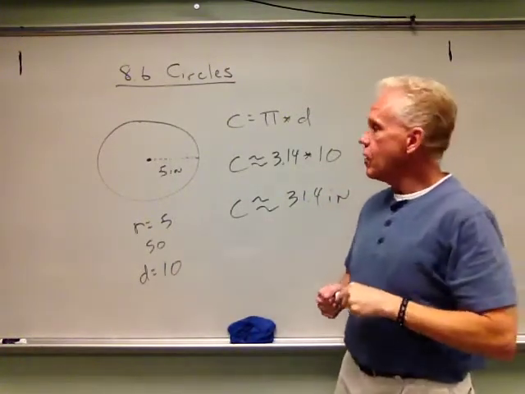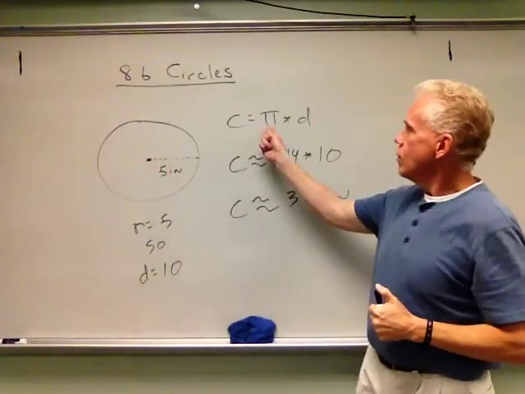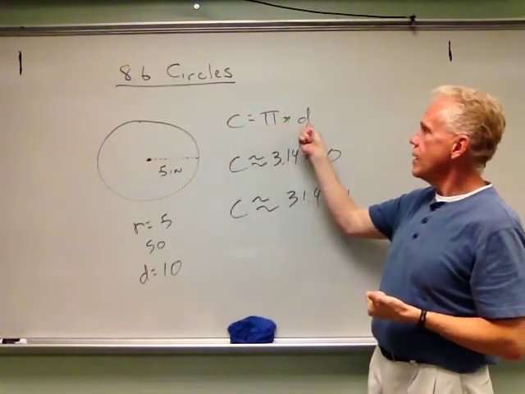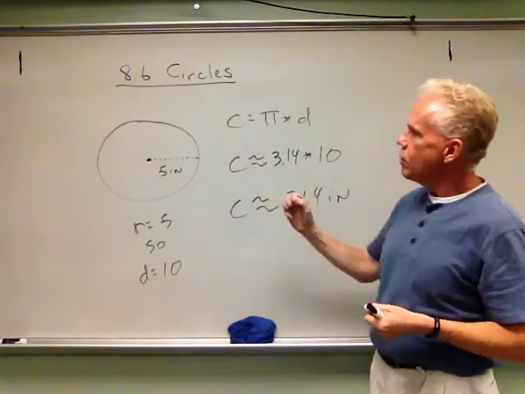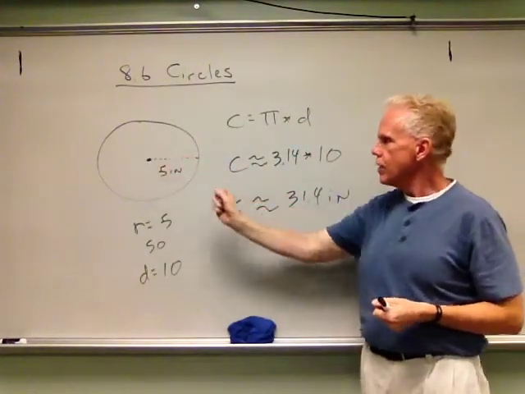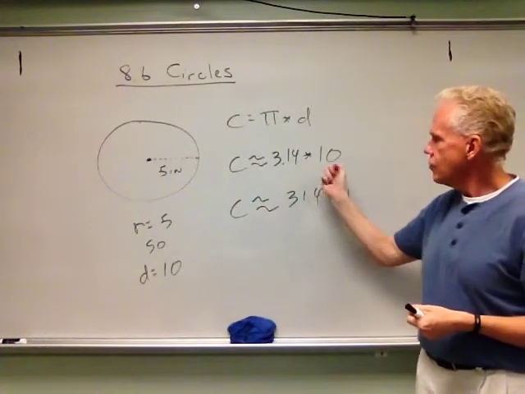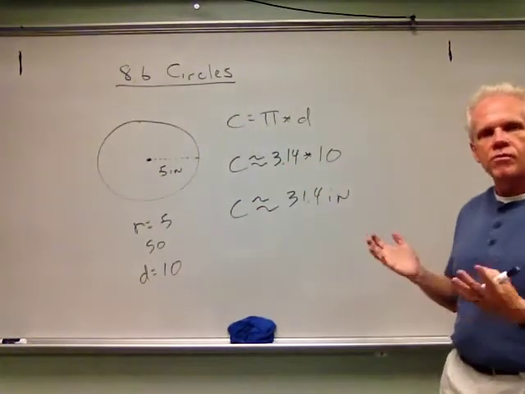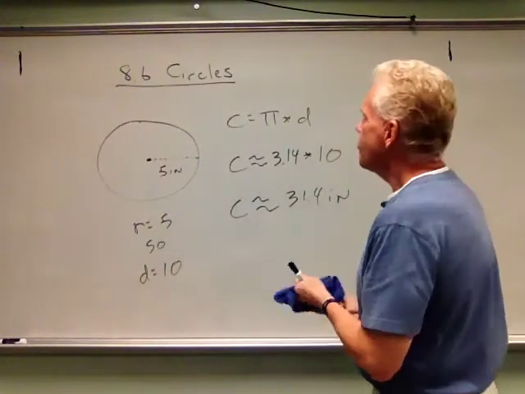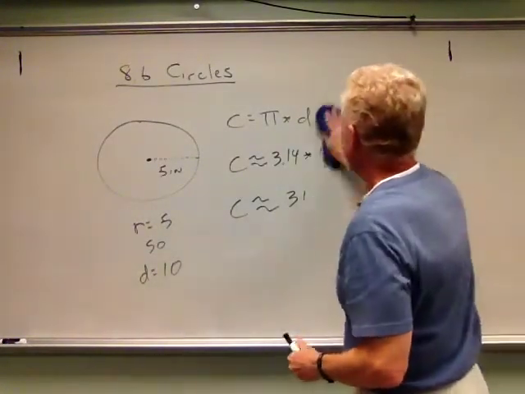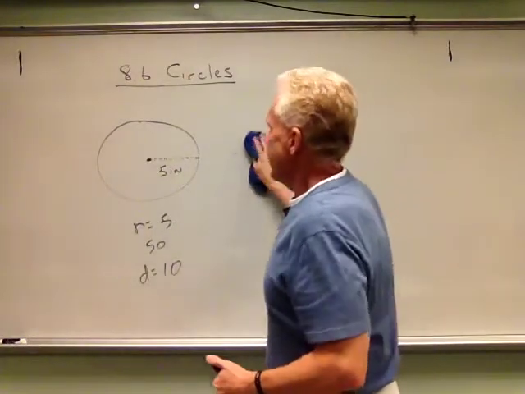So if I give you a circle with the diameter, you'll just go pi, or 3.14, times what I give you, the diameter. If I give you the radius, you're going to need to double the radius, because that's only halfway across, double it and get your diameter, and then multiply it times 3.14, and you're good to go. Good job. Circumference of circles. We got it.